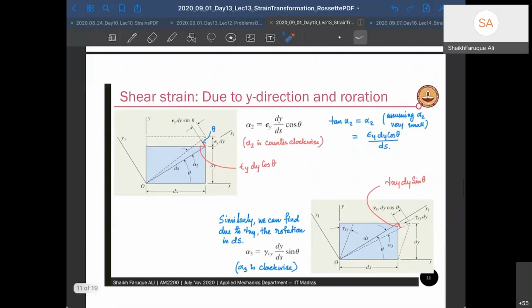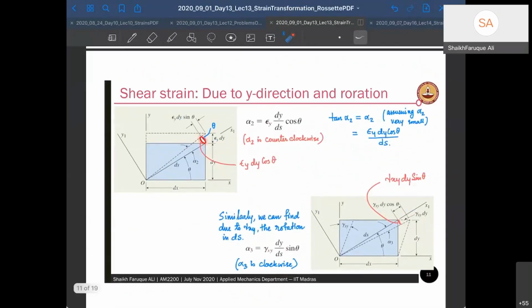Similarly for epsilon y, this is what we need to know. And we know that this is sine component, so this is going to be my cos component. So this is epsilon y dy cos component, and that divided by ds is tan of alpha 2. And since alpha 2 is very small, we'll assume tan alpha 2 is alpha 2. This is what I've written here. And alpha 2 is counterclockwise. Similarly, we have to do for this, and this is also clockwise.